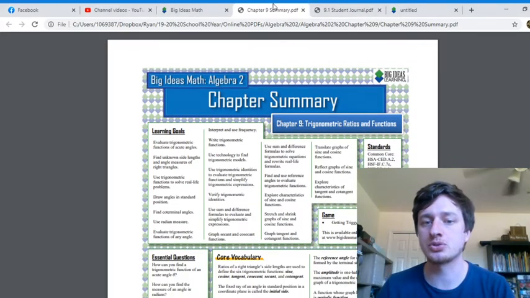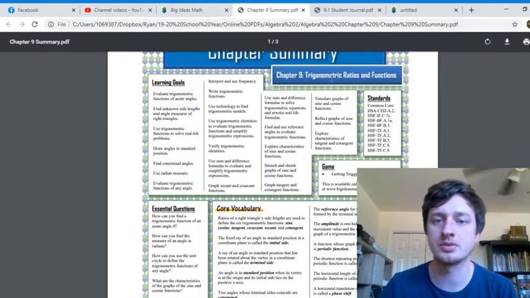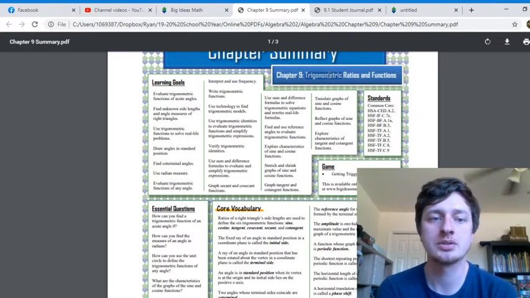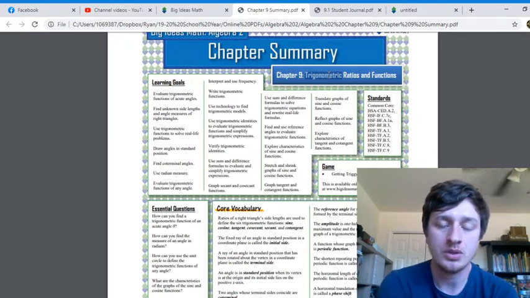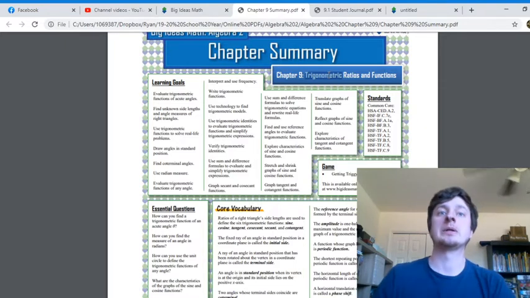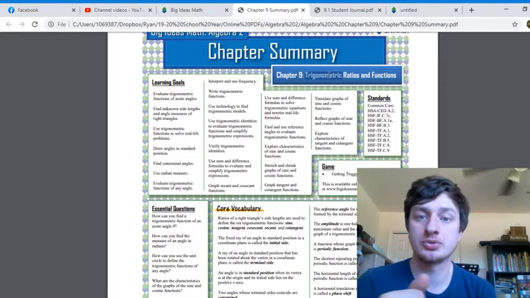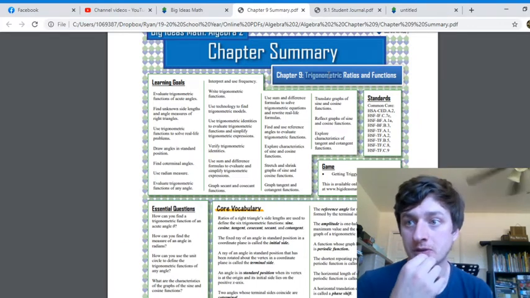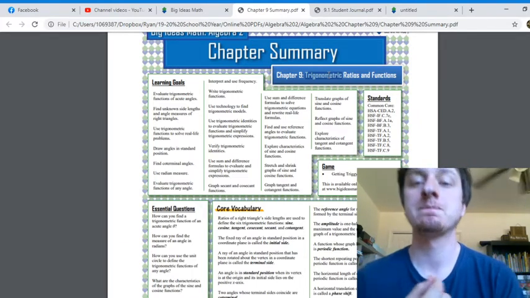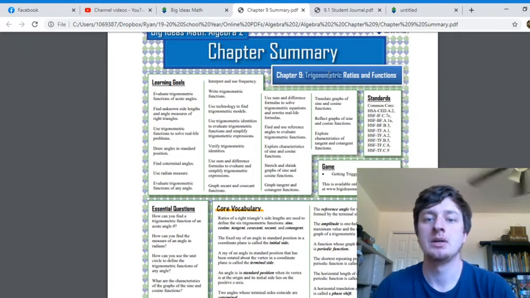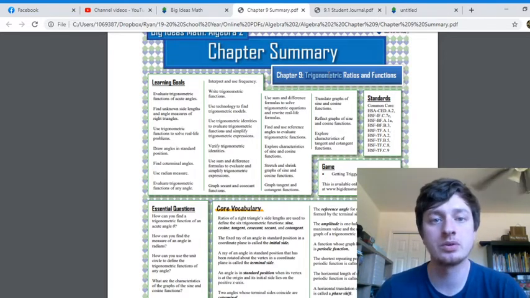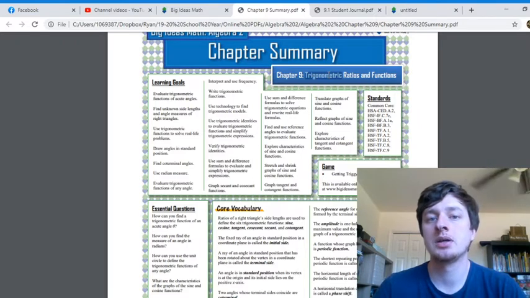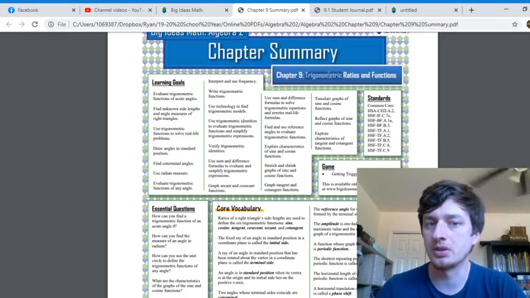So chapter 9 is about trigonometric ratios and functions. So this is sine, cosine, and tangent. And we'll be talking about those more in detail as the chapter goes on. You should have seen these in geometry last year, around April. You should have seen sine, cosine, and tangent, and done some right triangle solving with those, as well as solving for angles using their inverses.